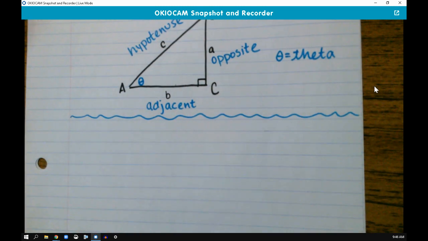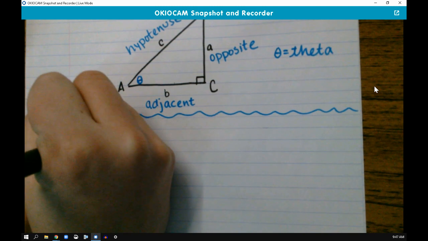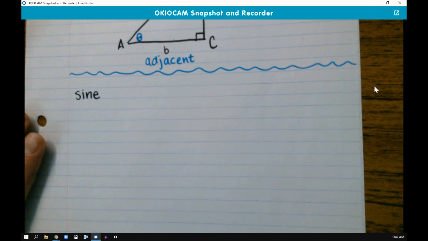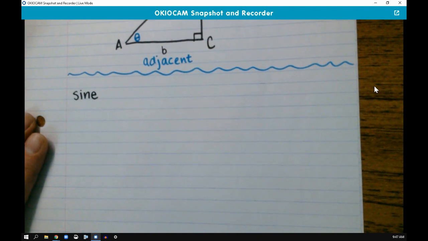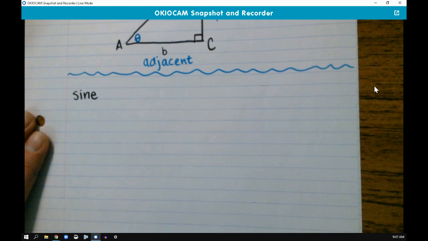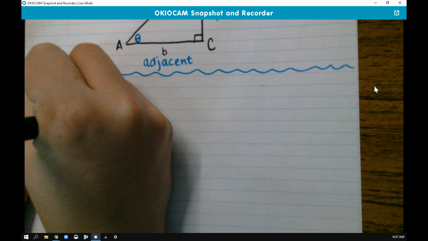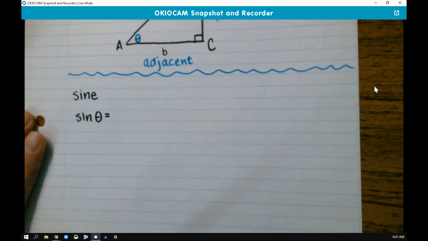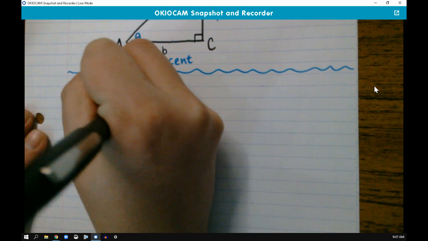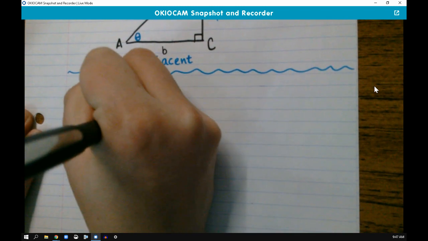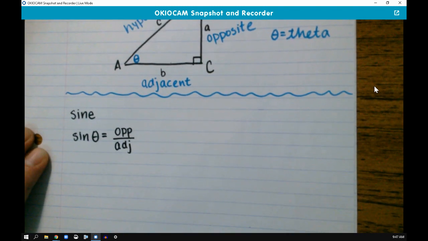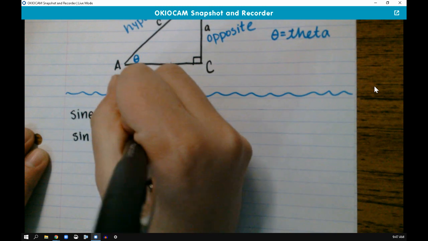So the first of our trig functions is sine. Spelled S-I-N-E, it is pronounced sine. Its abbreviation is S-I-N. Every trig function has a 3-letter abbreviation. Sine of theta is equal to the opposite over the adjacent. So I'm going to write op over ADJ. I'm abbreviating things. Which can also be referred to as A over B.